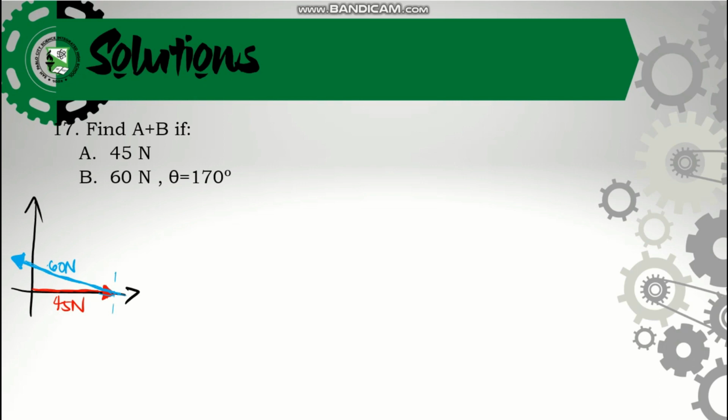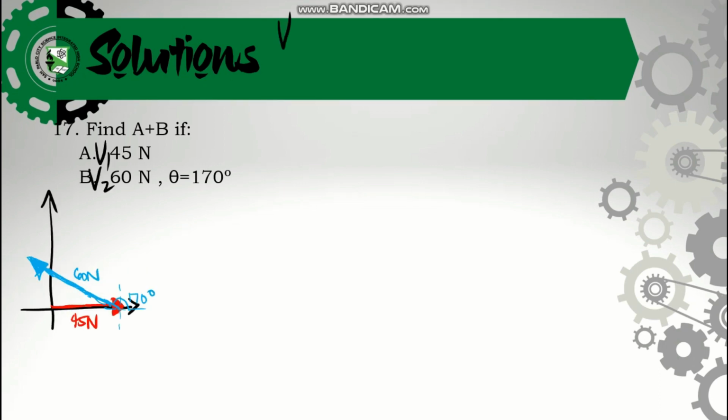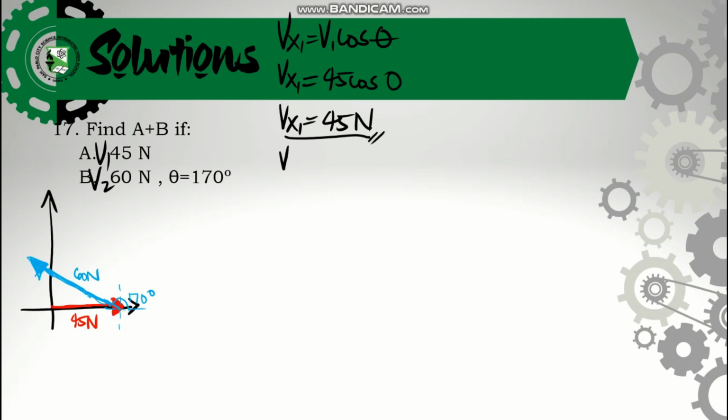So we're going to draw it. So again, 45 Newton, draw agad dyan sa x-axis which is the positive part. And then from the head of 45 Newton, you're going to put x and y axis for you to draw the 60 Newton. So, okay, you're going to track 170. Then we have this kind of diagram.